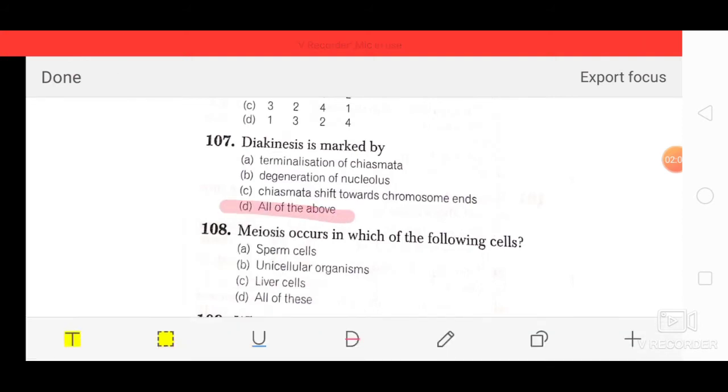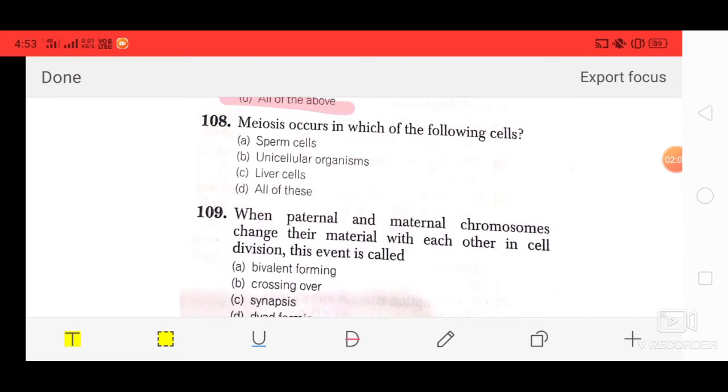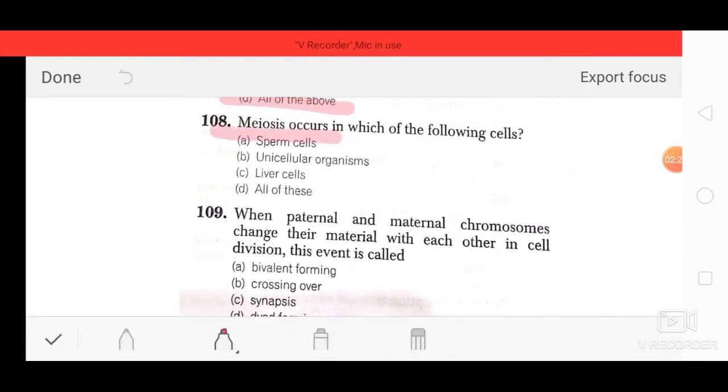Next question is: meiosis occurs in which of the following cells, meaning in which type of cells does meiosis occur. The options are sperm cells, B is unicellular cells, C is liver cell, and D is all of these. Since we know that meiosis reduces chromosome number from diploid to haploid, therefore it occurs in germ cells, that is in sperm cells.